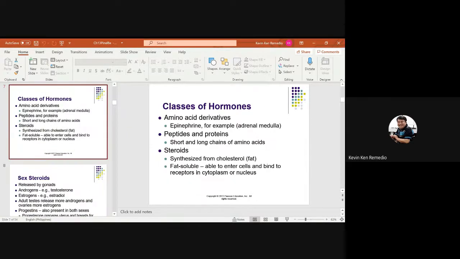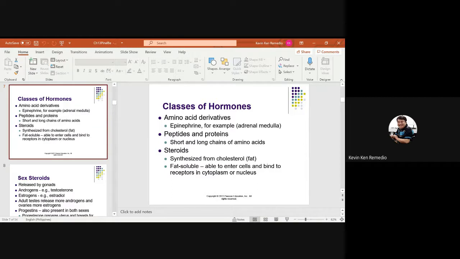So what are the classes of hormones? There is a class of hormones called amino acid derivatives. An example is epinephrine. Now, if you remember when we discussed neurotransmitters, monoamines are also hormones. Again, the monoamines consist of one thread of amino acid. That is why they are called monoamines. Okay?